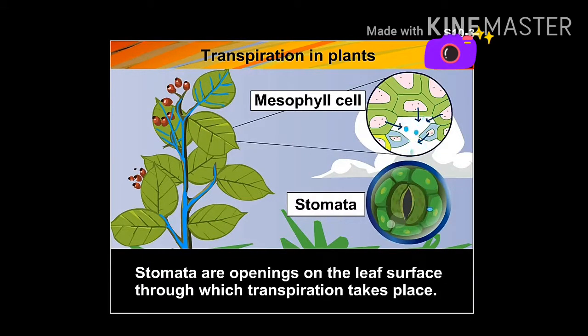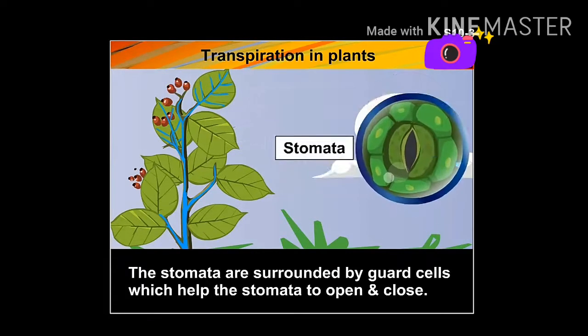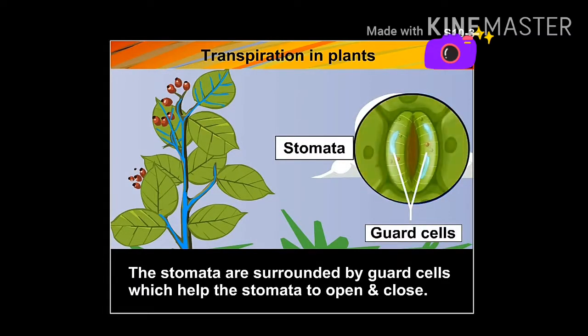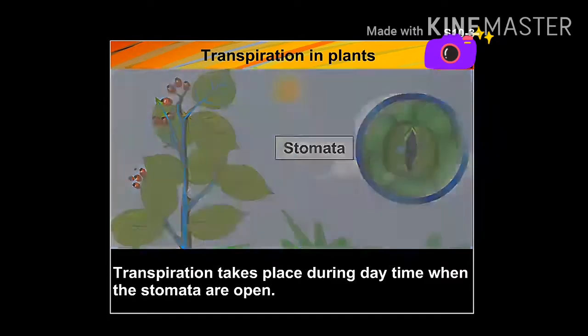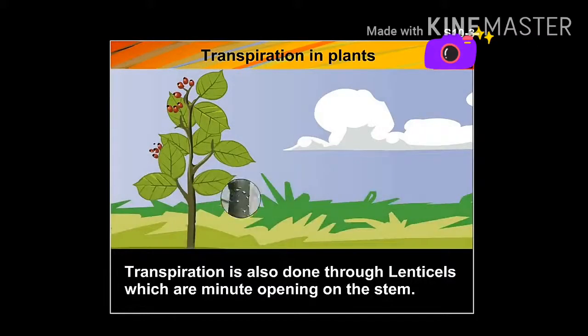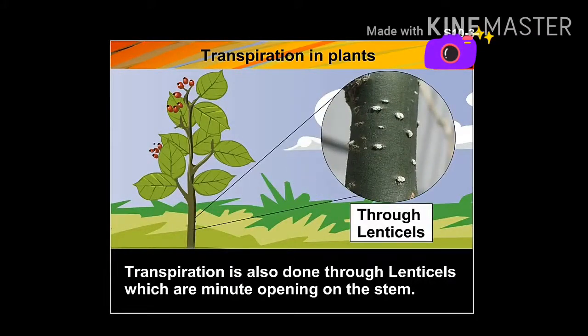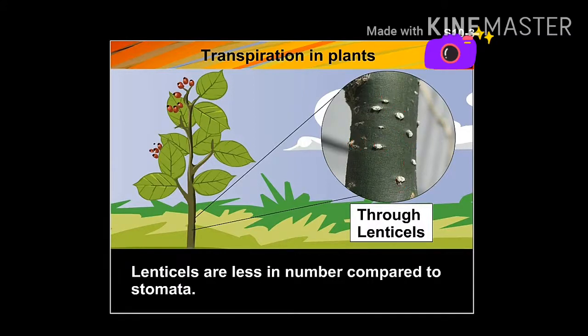Stomata are openings on the leaf surface through which transpiration takes place. The stomata are surrounded by guard cells which help the stomata to open and close. Transpiration takes place during daytime when the stomata are open. Transpiration is also done through lenticels, which are minute openings on the stem. Lenticels are less in number compared to stomata.